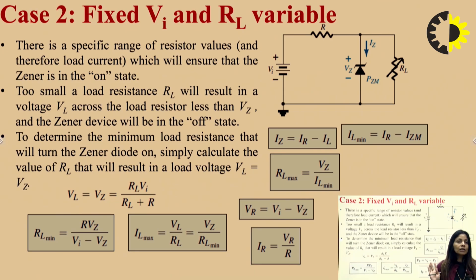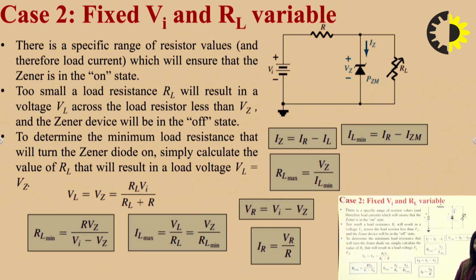It is not similar to the first part, where we were finding out the voltage across the diode and then finding out the state of the Zener diode. Here we have already assumed that the Zener diode is on, it is working, that's it. Now there is a specific range of resistor values and therefore load current which will ensure that the Zener is in the on state.